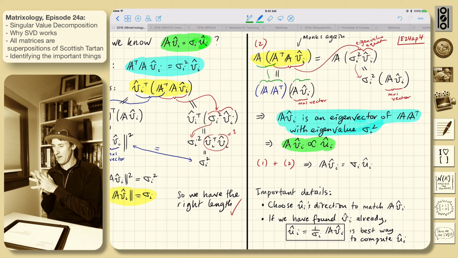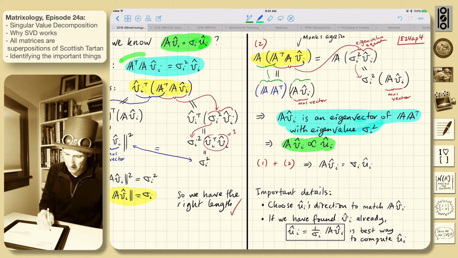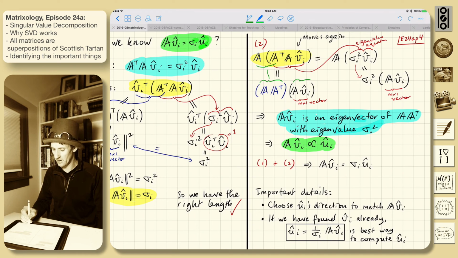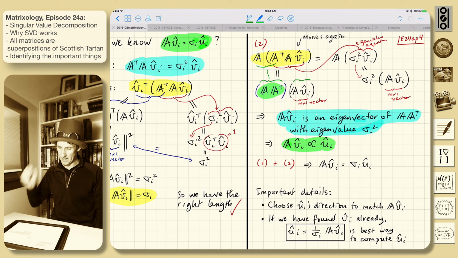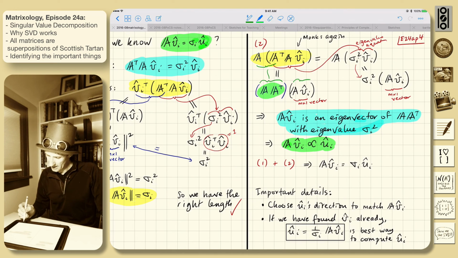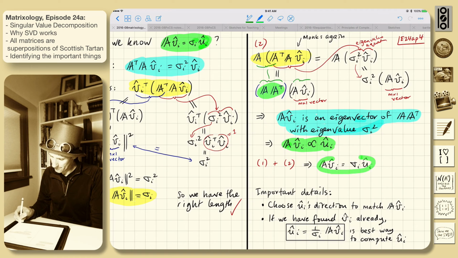Okay, let me say this again. We already know that Vi is an eigenvector of A transpose A, right? That's back over here with sigma i squared. Now we're showing that A times Vi is also an eigenvector, but of AA transpose, and it has the same eigenvalue. Wow, it's really nuts. Okay, good. And put these things together, then we know this is true.